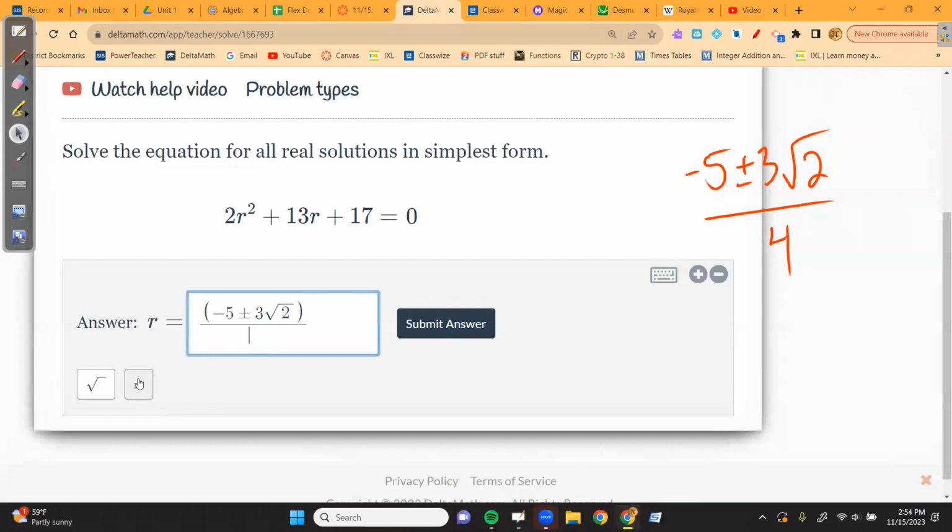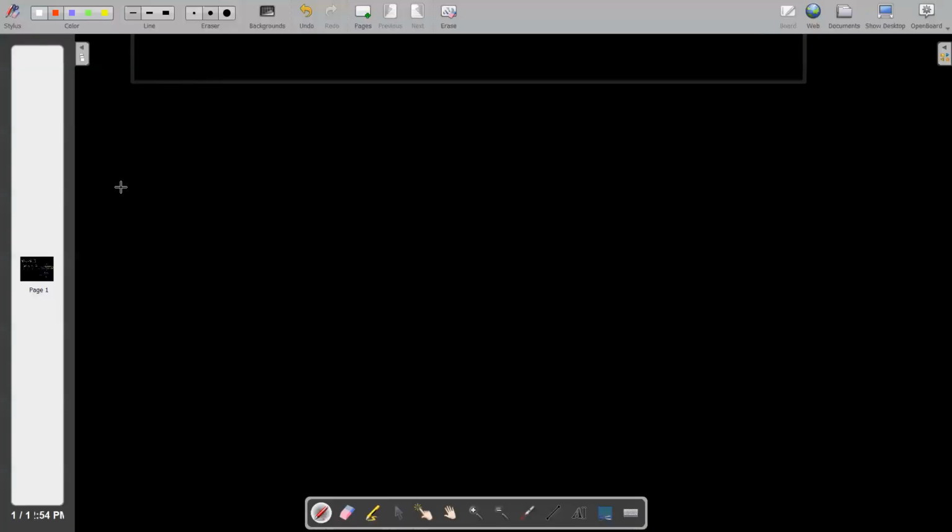Who else would like to go over a problem? Okay. Would you read it to me? 4t squared plus 4t plus 1 equals 0.